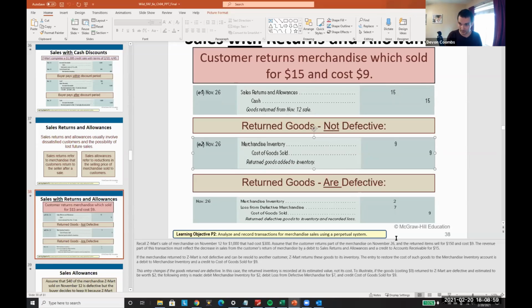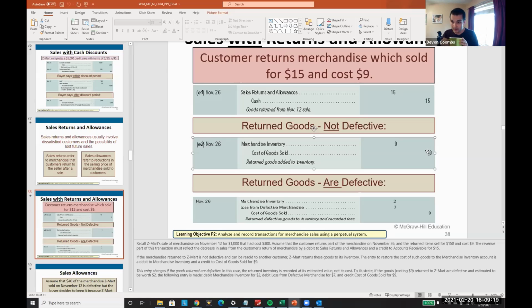Now there's two scenarios here. What if some of those returned goods were fine? And the cost of those goods were $9. Well, we can just add it back to our inventory and reduce our cost of goods sold because we didn't have that cost anymore, right? We just add it back to our inventory and reduce our cost of goods sold.